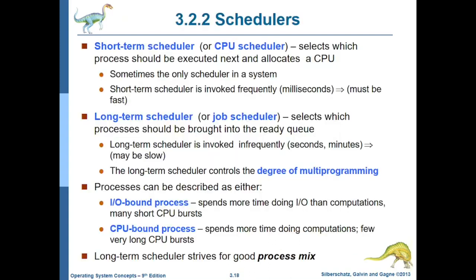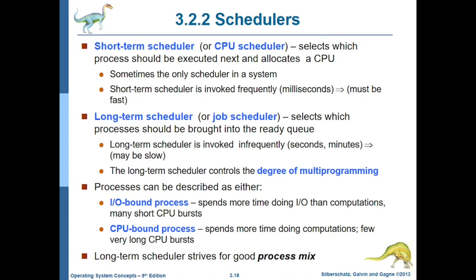These sections explain the concept of scheduler in an operating system. Schedulers are responsible for deciding which processes get to use the CPU and for how long. There are two main types of scheduler, which are short-term and long-term. The short-term scheduler, also called the CPU scheduler, selects which process from the ready queue should be executed next and allocates a CPU to it.